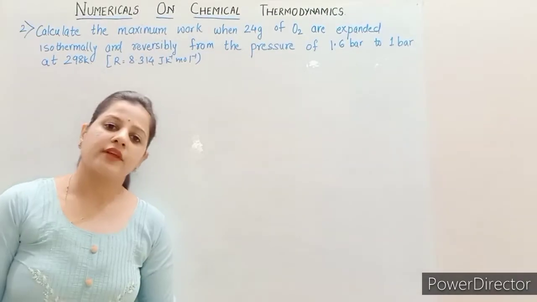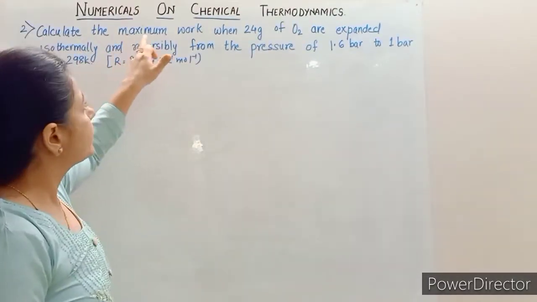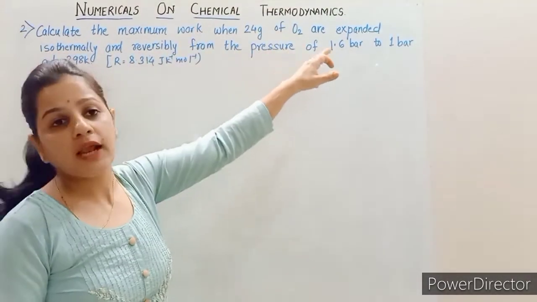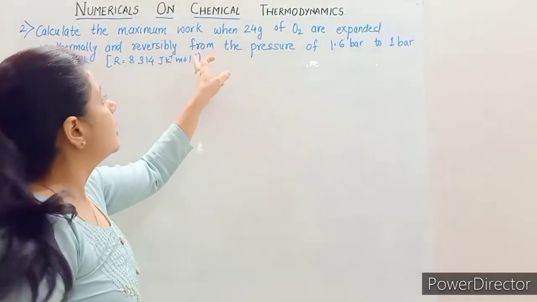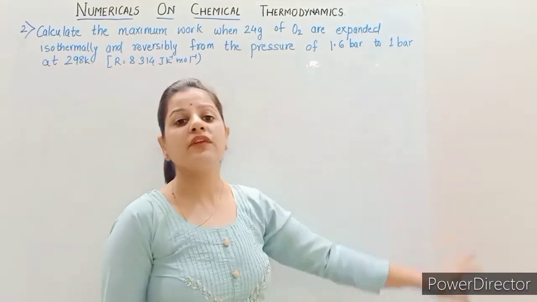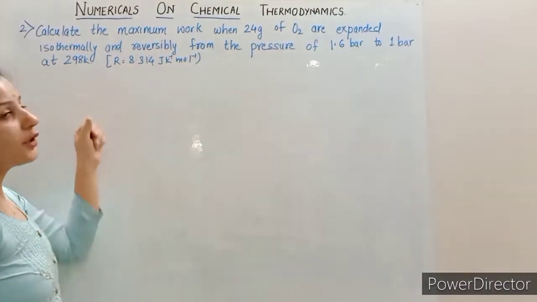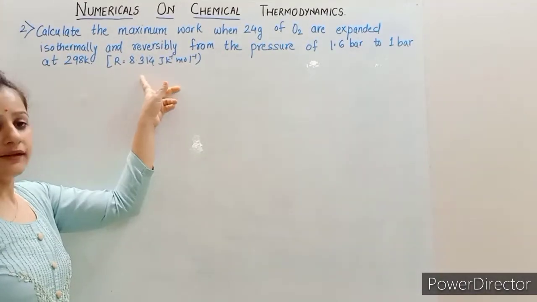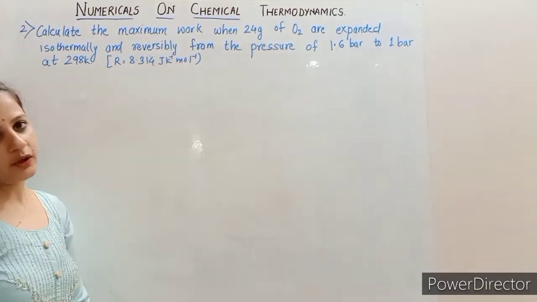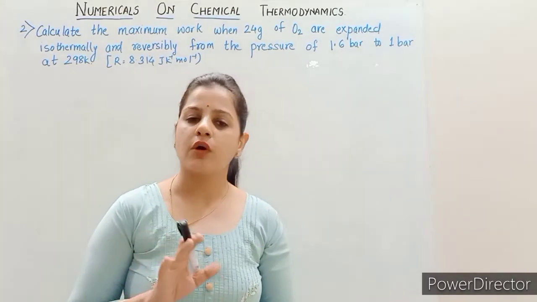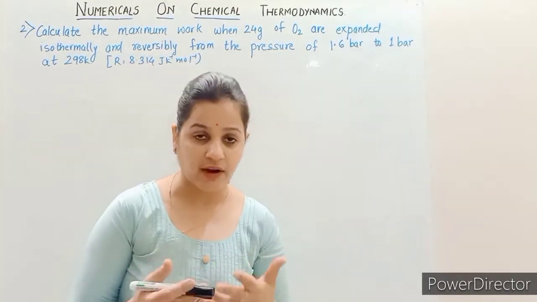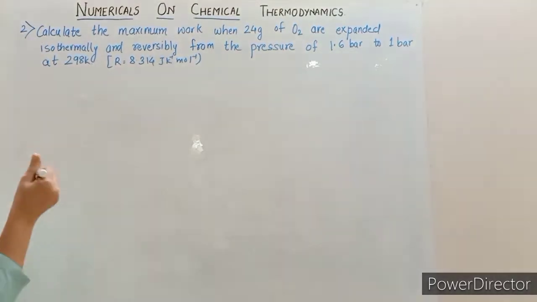Let's move to the second numerical: calculate the maximum work when 24 grams of O2 are expanded isothermally and reversibly from the pressure of 1.6 bar to 1 bar at 298 Kelvin. R is 8.314 joules per Kelvin per mole. Okay, so this numerical is given. Again, we will first note what is given to us and what we have to find out.